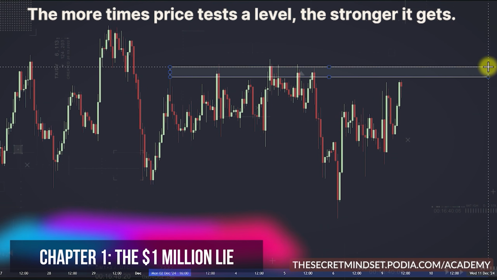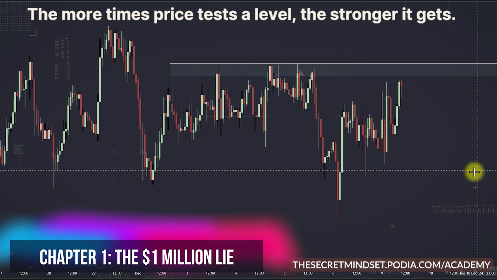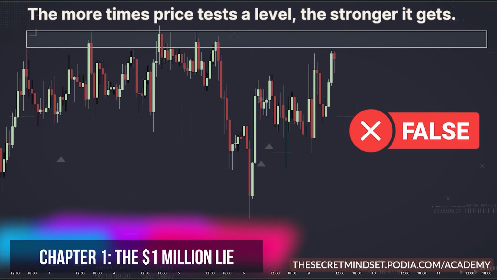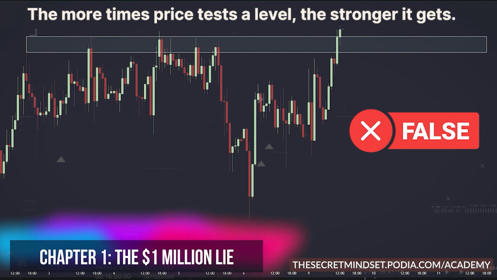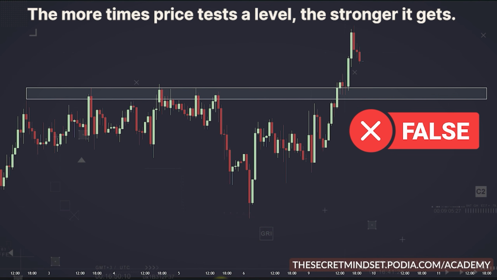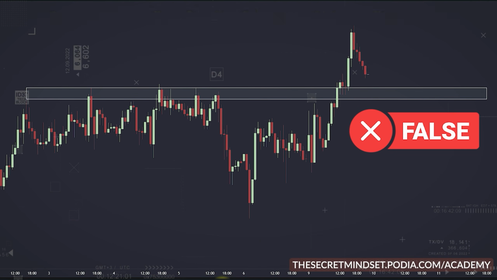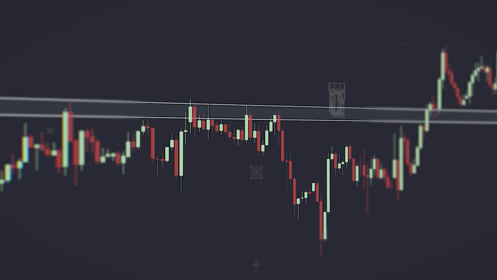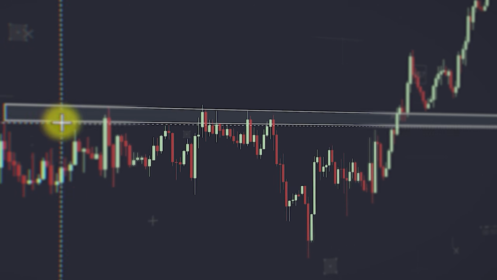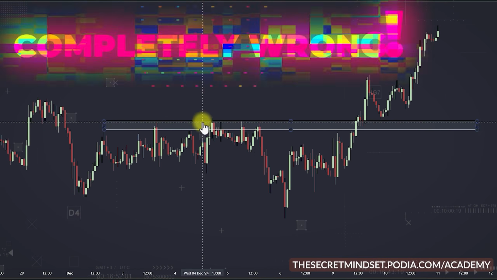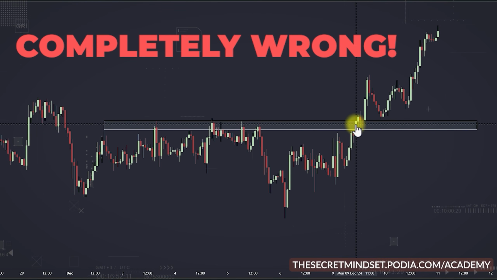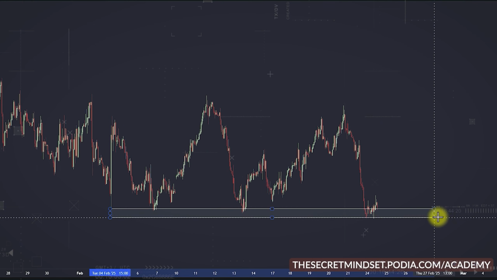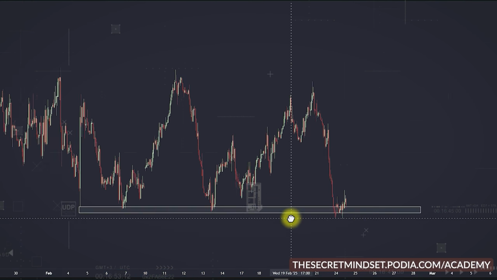True or false? The more times price tests a level, the stronger it gets. If you said true, you just fell for their trap. Ask any trader about support and resistance, and they'll tell you the same thing. The more times a level gets tested, the stronger it becomes. This idea shows up in every trading course, every book. But here's the truth. This statement is completely wrong. This lie costs retail traders millions every day. Let me show you why.